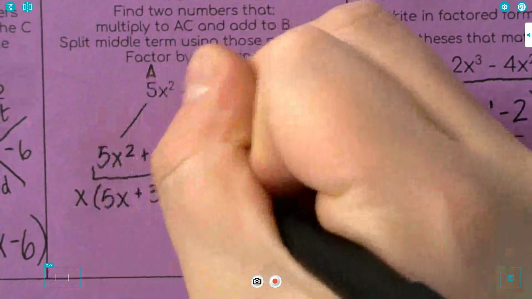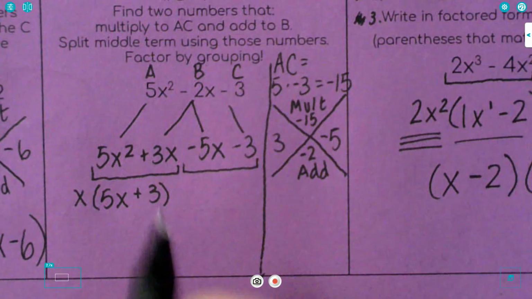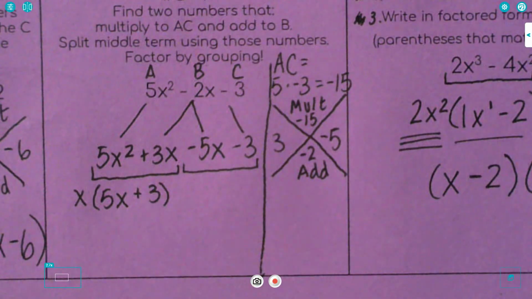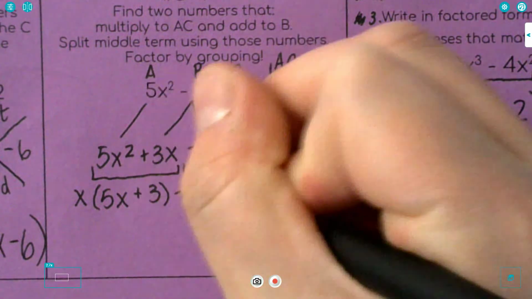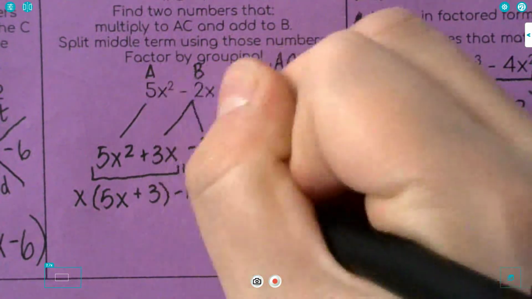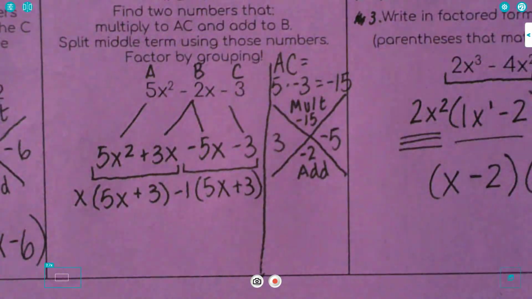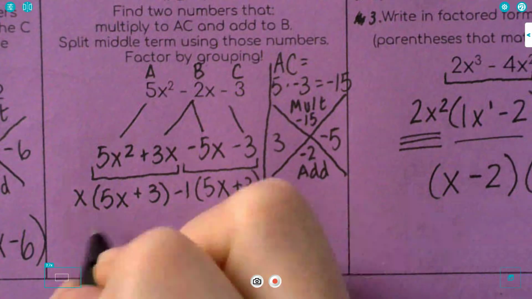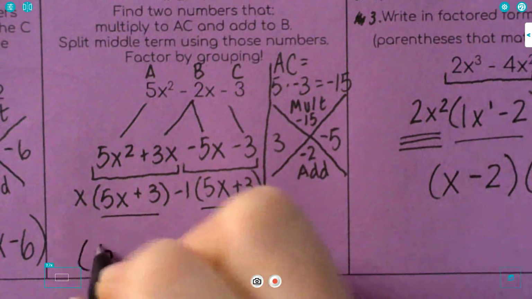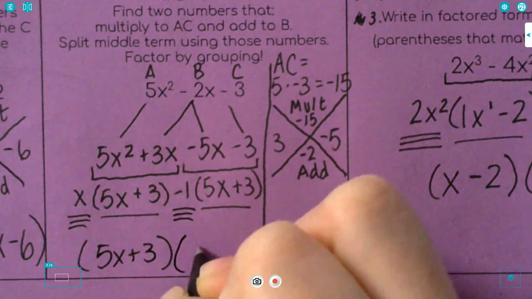And then this negative 5x minus 3. Can't divide 5 and 3 by anything, but since they're both negative, and I want to leave behind positives, I am going to divide by a negative 1. So negative 5 divided by negative 1, positive 5x. Negative 3 divided by negative 1, positive 3. Okay, so then we have our matching guys, 5x plus 3. The other piece of our answer is this x minus this 1.